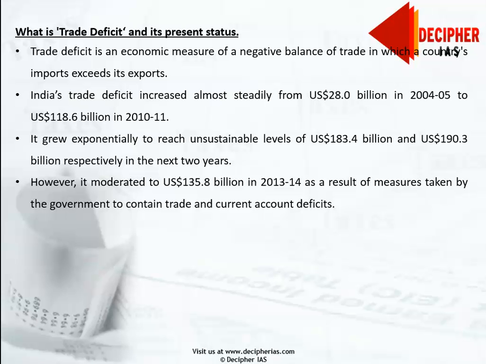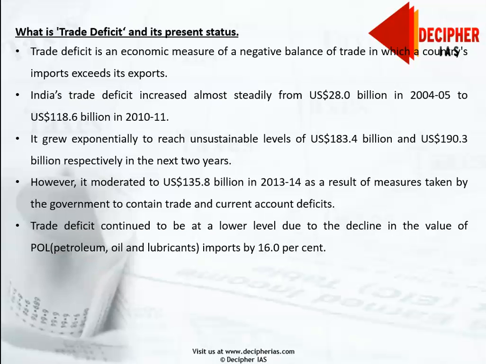Why? Because the government was paying heed; it was a government concern that our trade deficit was going out of our hands. So they contained our trade and tried to balance the current account deficit. In fact, in 2014-15, the trade deficit was marginally higher, around 137.7 billion US dollars. I'm sorry. So now our trade deficit continued to be at a lower level. Why is it at a lower level?